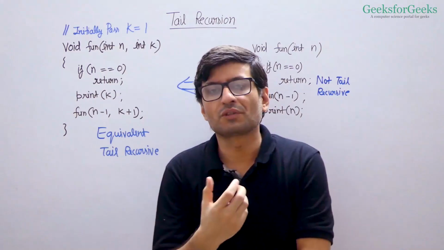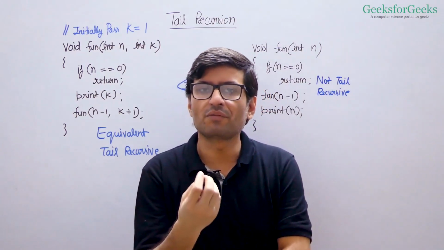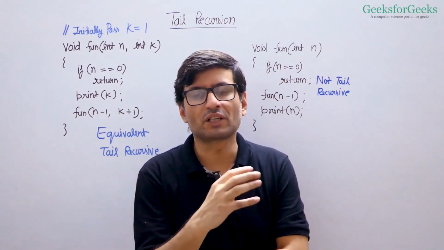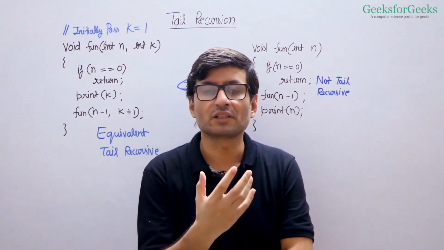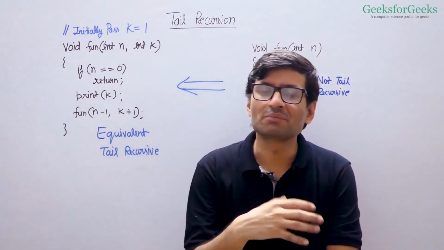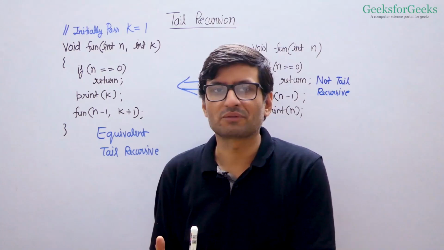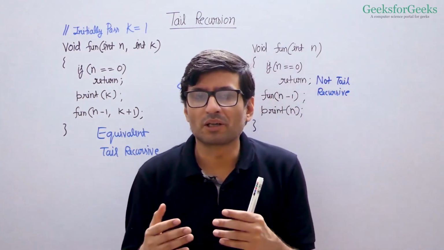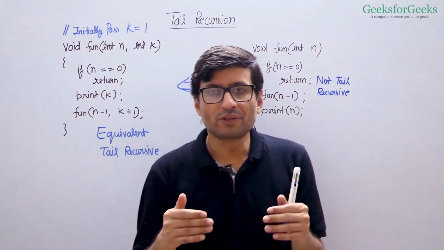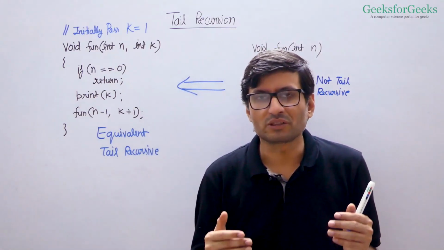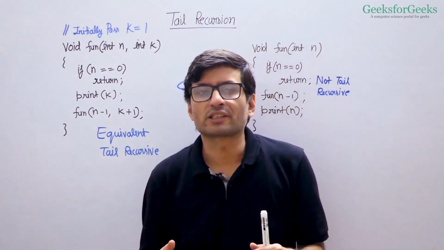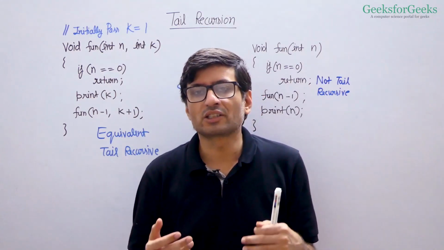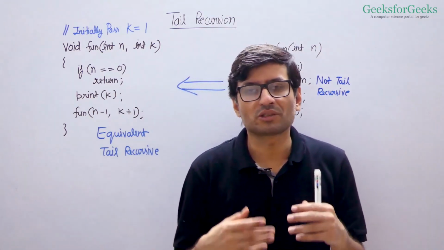Now a quick question for you. Can we convert every non-tail recursive function to a tail recursive function? The answer is no. You can't simply convert every non-tail recursive function to tail recursive by adding extra parameters. For example, merge sort and quick sort. If you take a closer look at these two algorithms, quick sort is tail recursive and merge sort is not. And this is one of the reasons why quick sort is faster.